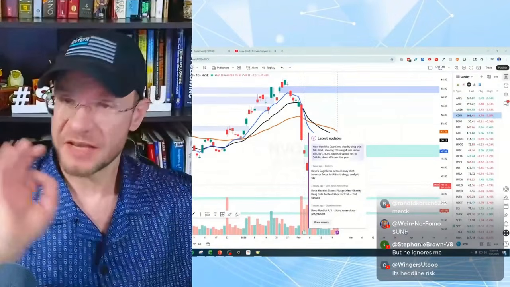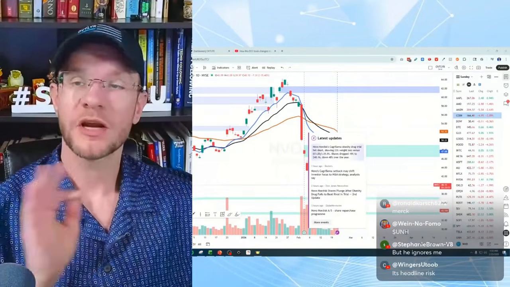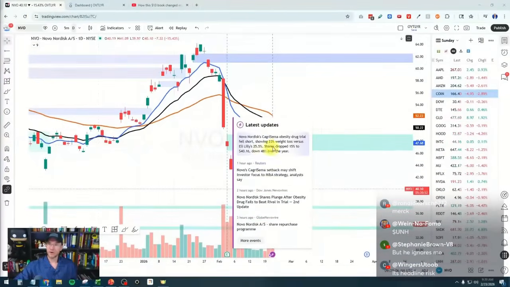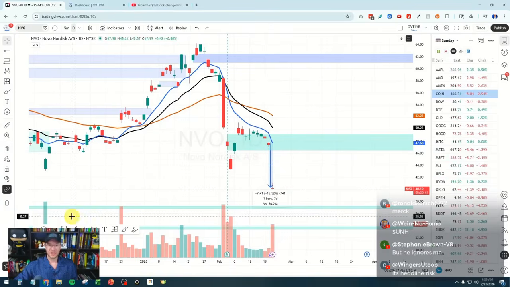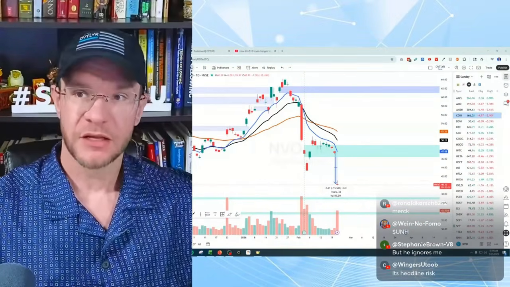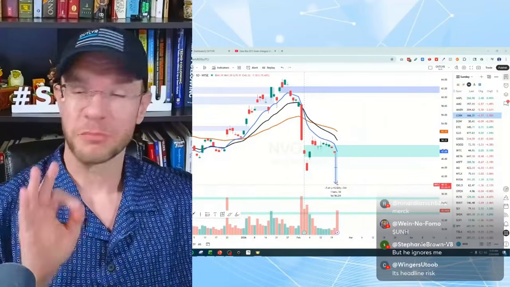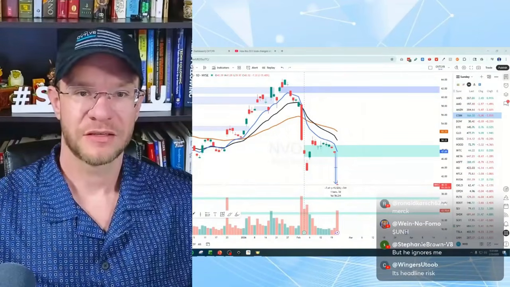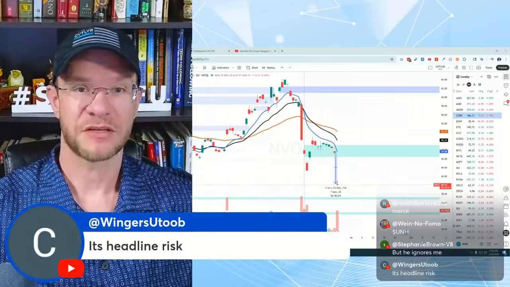This is the exact reason. Hear me out. You want to know why you should avoid healthcare at all costs? This is exactly why. Novo Nordisk's obesity drug trial fell short. It showed a 23% weight loss versus Eli Lilly's 25%. So the stock fell 15% at that moment. The results were great, but not great enough. 15% gone. Dude, headline risk.